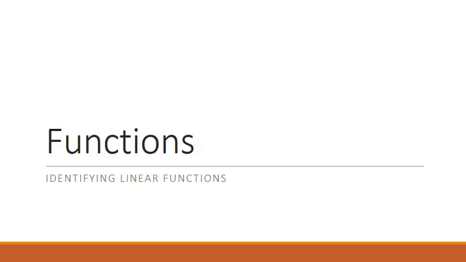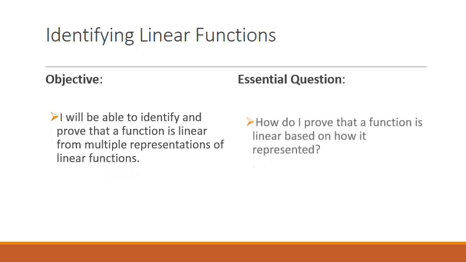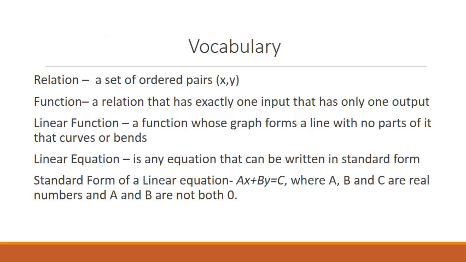Hey, Arsenal here with an extension of what we did in 2.6, dealing with patterns of functions. Well, today we want to look at particularly identifying linear functions. Our objective, we want to be able to identify and prove that a function is linear from multiple representations of linear functions. And essential question, how do I prove that a function is linear based on how it's represented?